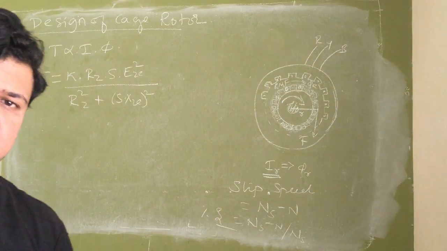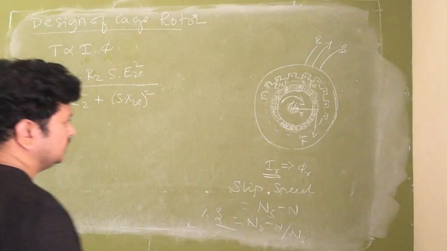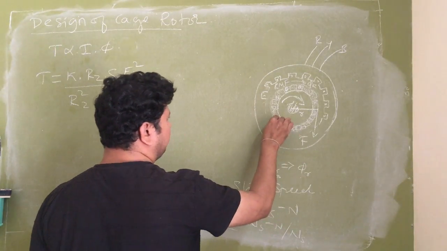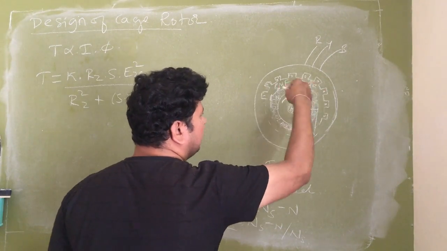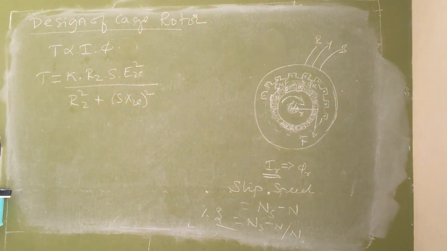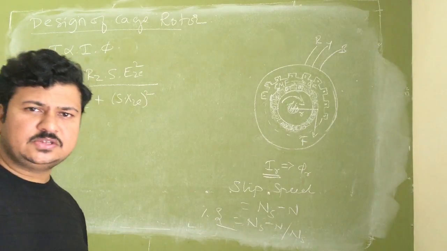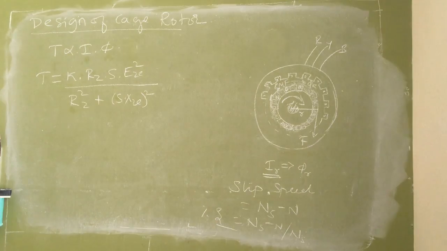Force is produced on each conductor at the periphery, and each conductor will experience the force in the same direction. Therefore, the cumulative effect is that all the conductors will move in the same direction and the torque is produced. Okay, this is the concept of torque.